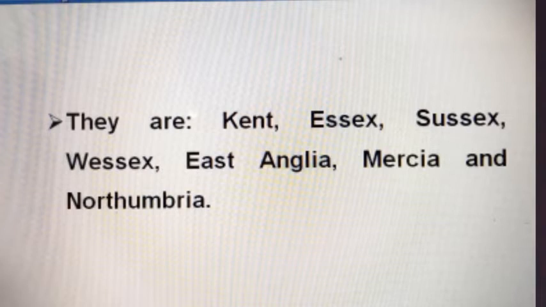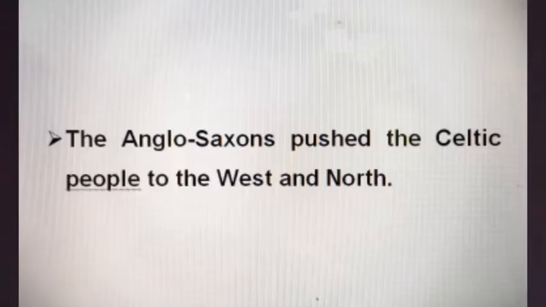After they formed the Heptarchy, what happened? They showed their power. They divided themselves into 7 groups and they pushed the Celtic people to the west and the northern part of the British Isles, especially the northern part of England. So the Anglo-Saxons pushed the Celtic people to the west and north and they occupied the major area of England.